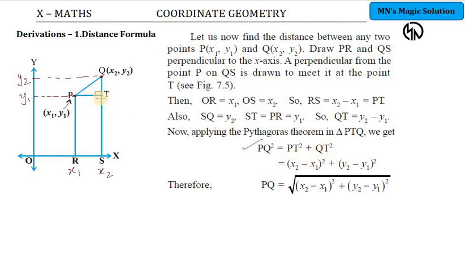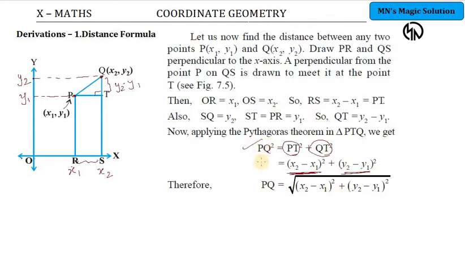Now, what is the length of PT that we need? PT is nothing but equal to RS. So this PT is nothing but OS minus OR. OS is x2 and OR is x1. So instead of PT, we have x2 minus x1 over here. In the same way, the length QT is the subtracted value of these two, that is, O to this point is y2 and O to y1 is y1. So if we subtract these two lengths, y2 minus y1 is nothing but QT. So where QT is needed, I am substituting y2 minus y1.